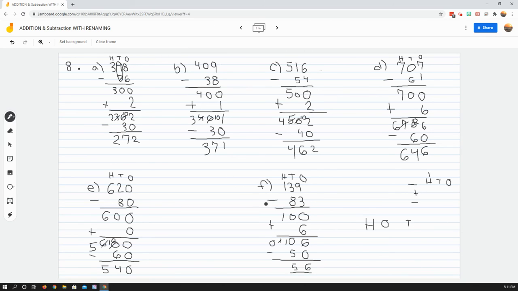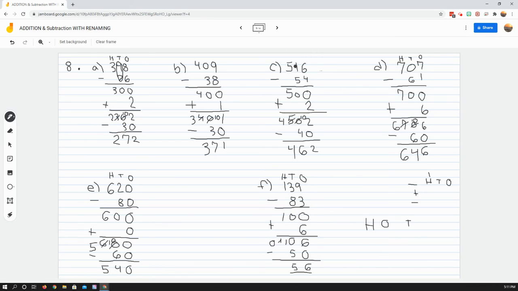So let's see. If you look at the numbers, let's take letter C. If you look at letter C, I have 516 minus 54. If I look at my hundreds place, I don't owe anything. I have 5 minus nothing. I can do that, right? I can do that subtraction. 5 minus nothing, it's still 5.